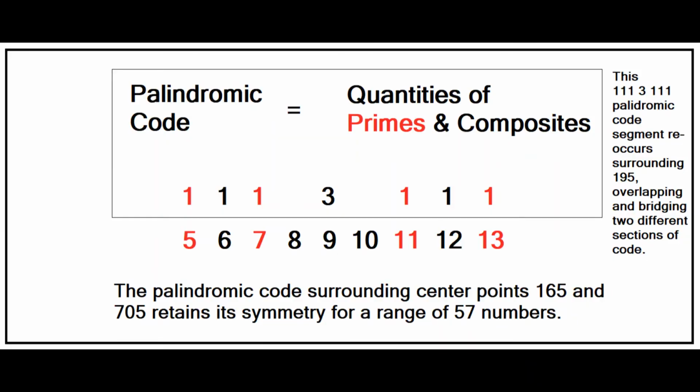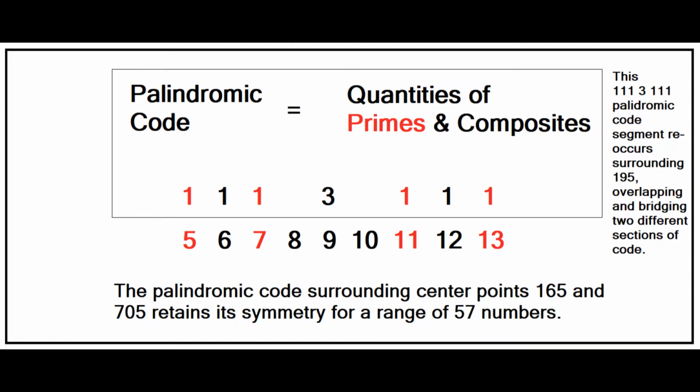The next aspect of these geometries we'll take a look at is the palindromic code they can be reduced to, and likely arise from. A palindrome is a number or a word that is the same forward and backward, like the word mom and the number 323. Because there are symmetric amounts of primes and composites around a center point, their quantities form a palindromic number. The red ones in this code represent primes, and between them, the black ones represent composites.